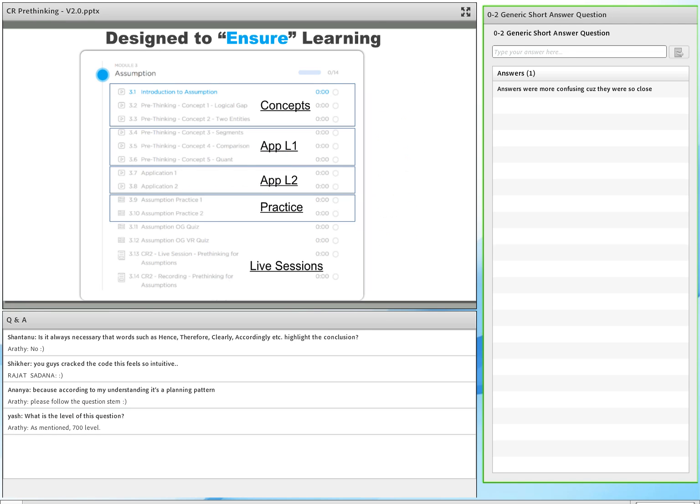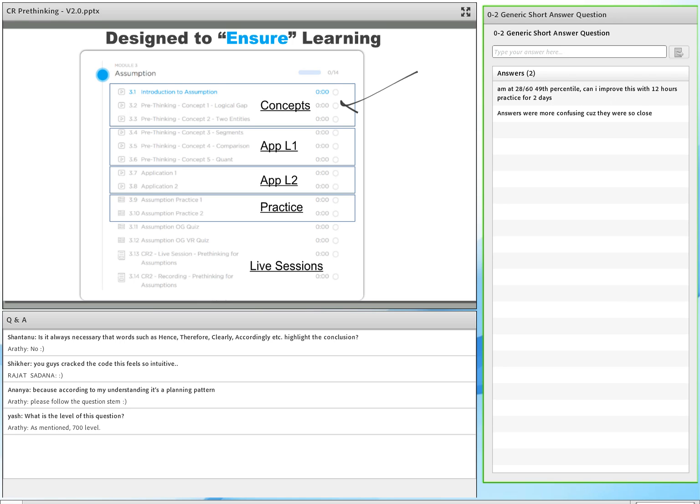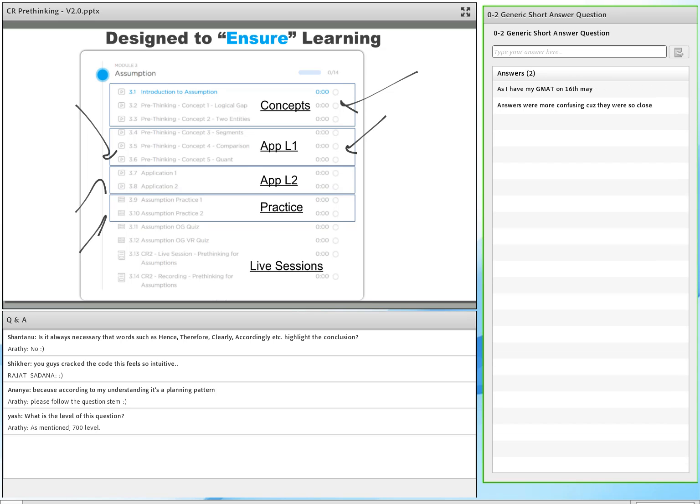Okay. If you're an e-GMAT student, then this is something that you will go through, where you'll learn the basic concepts in an introduction to assumption, logical gap, and 2 entities. Then you'll learn about how to deal with segments, how to deal with comparison. A lot of these answer choices had comparisons in there. How to deal with quant-related arguments. Then you'll go through application files and practice files. All of this is just in assumptions. Okay.